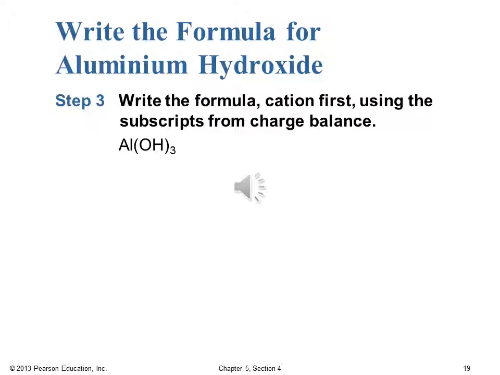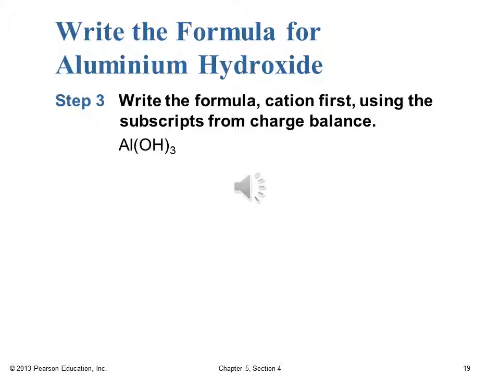We're going to write the formula cation first using subscripts from the charge balance. So in this case, there was just 1 of the aluminum 3+ ions, so we'll just write Al, the symbol for aluminum. There are 3 of the hydroxides. Because hydroxide is a polyatomic, we're going to need to put it into parentheses, and because we need a total of 3 of them, following our end parenthesis, we'll put a subscript of 3.